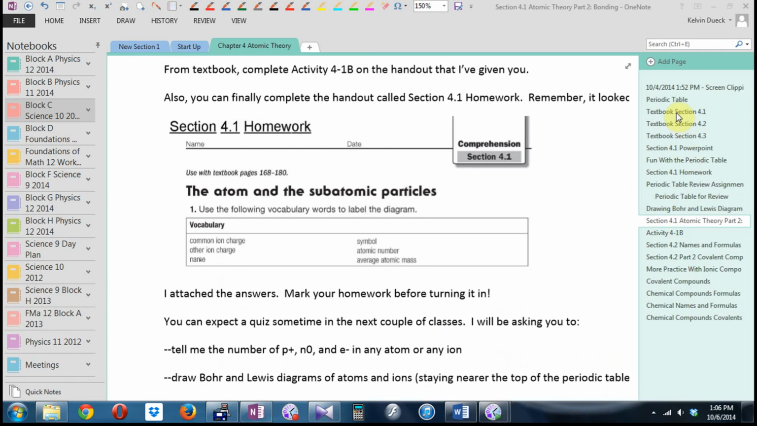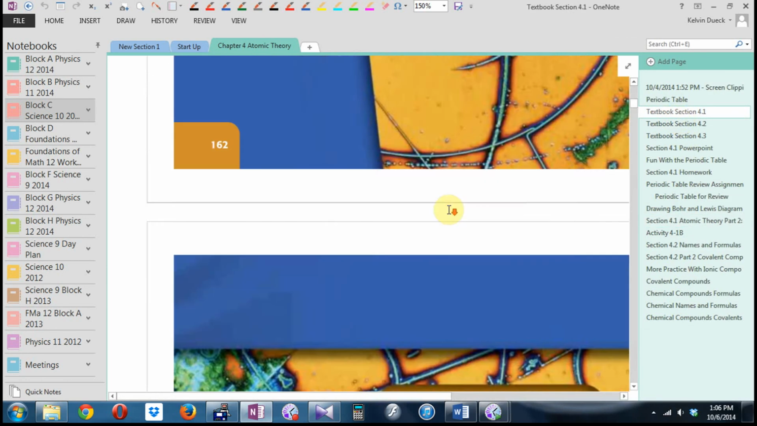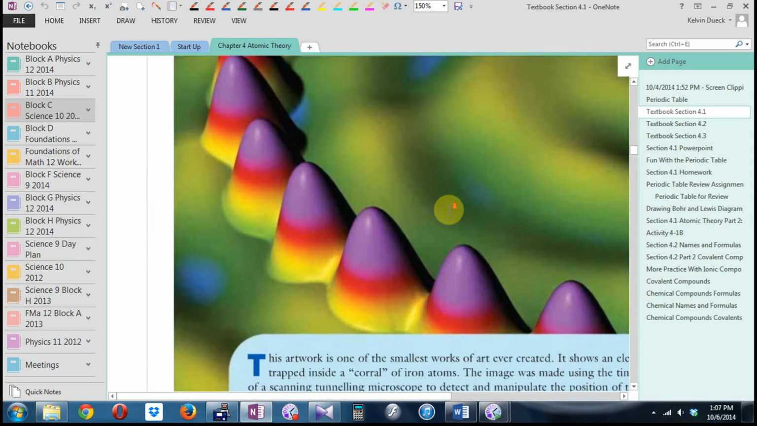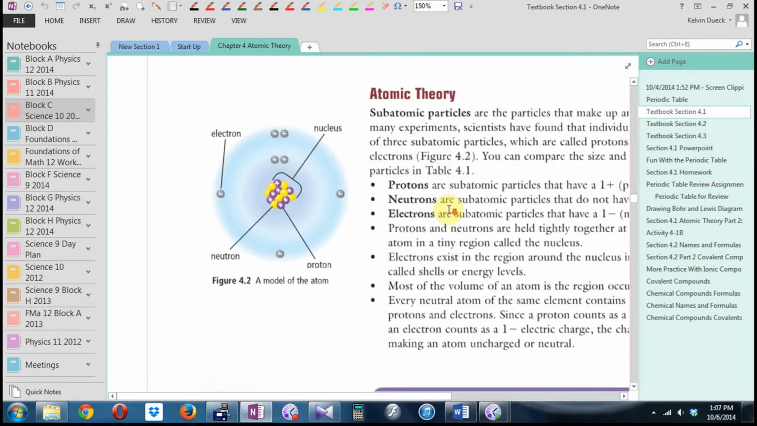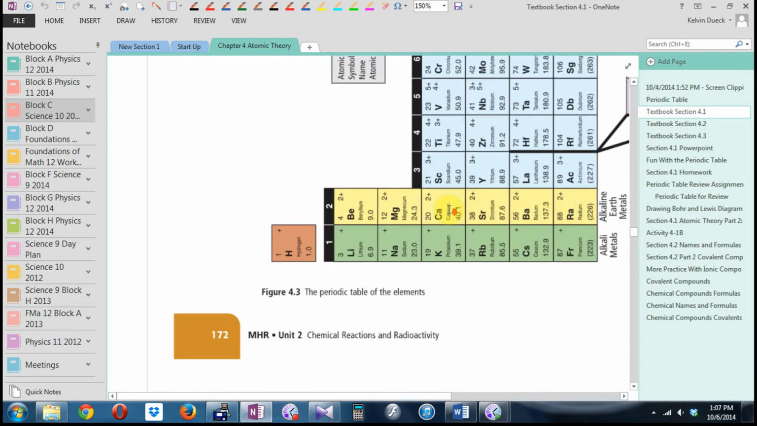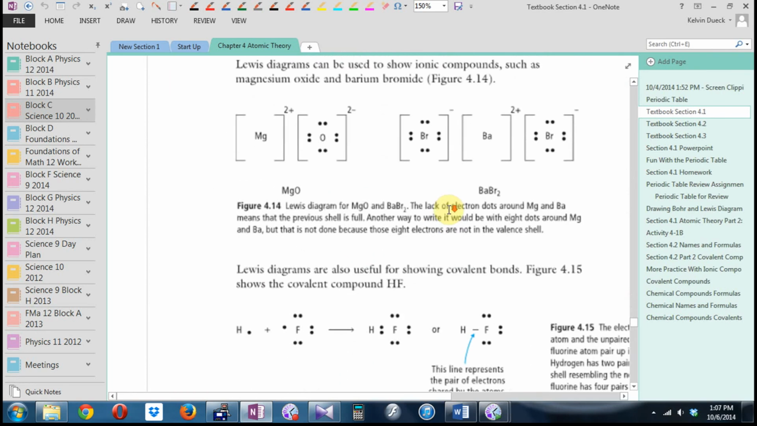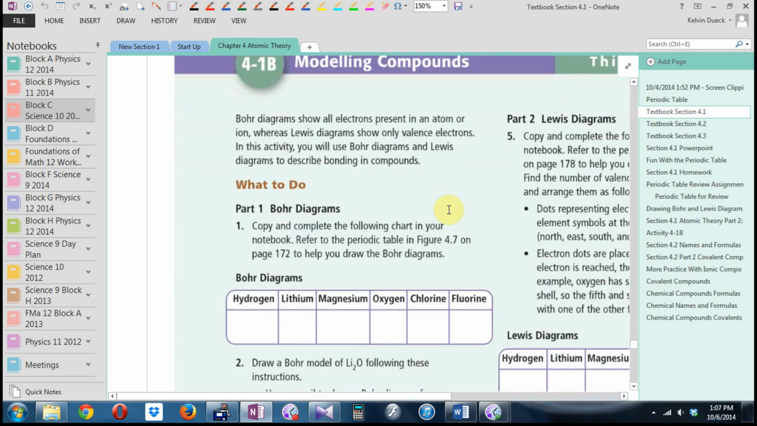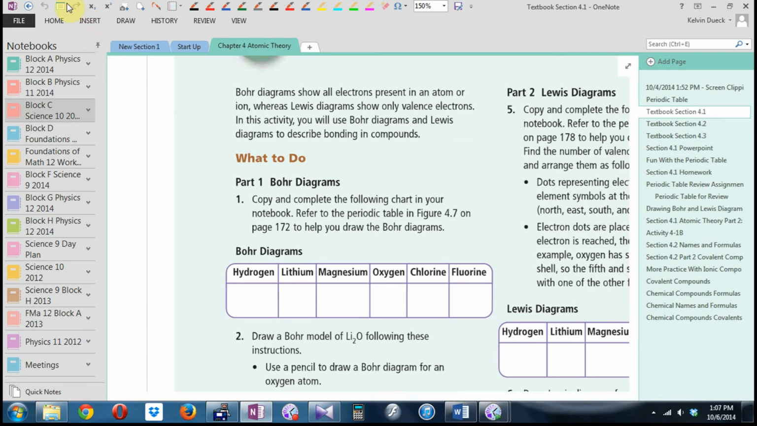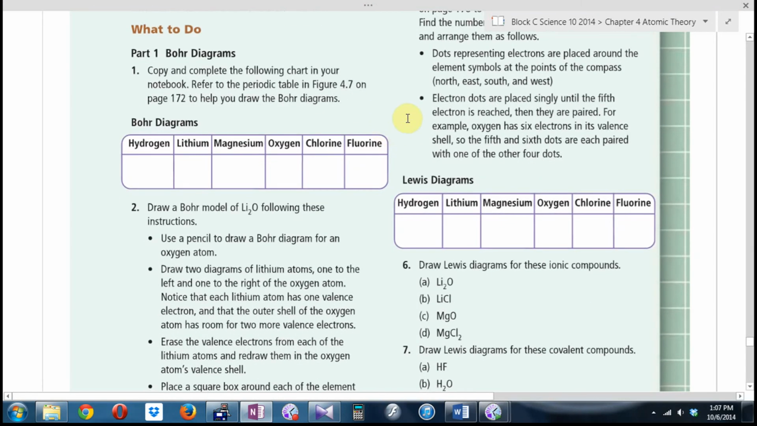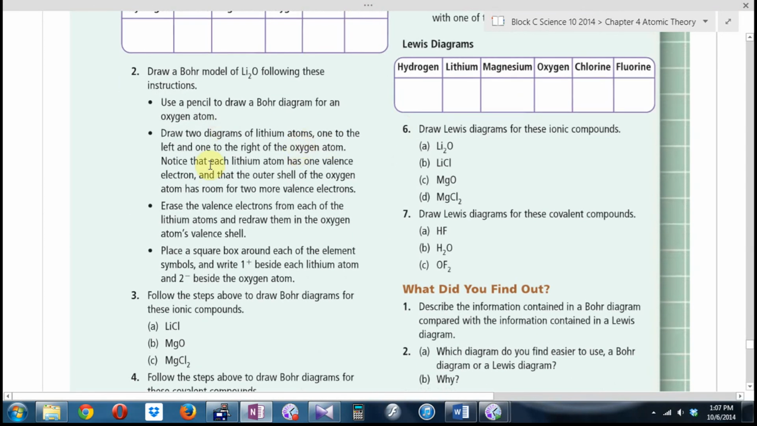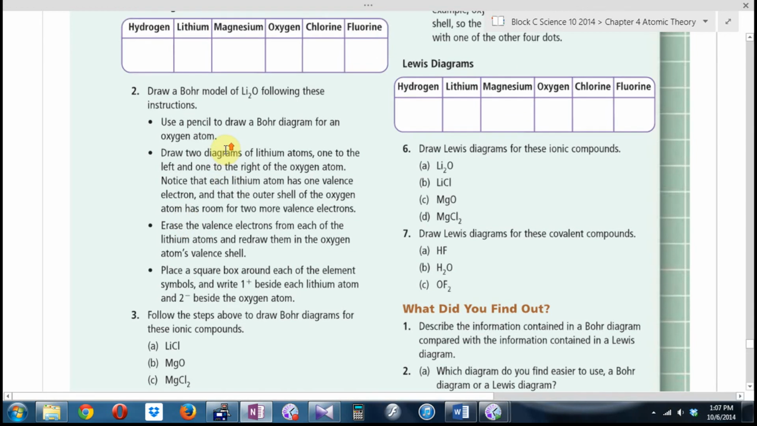So can you all open your textbooks? It's section 4.1b. I gave you the page number. What page number is this in your textbook? 181. Let's go find it in my copy here. It's called Activity 4-1B, Modeling Compounds, but I gave you a handout to kind of work things through. So it's giving you some instructions very similar to my checklist. If you're having trouble, if you don't understand my checklist, you can follow the textbook instructions.